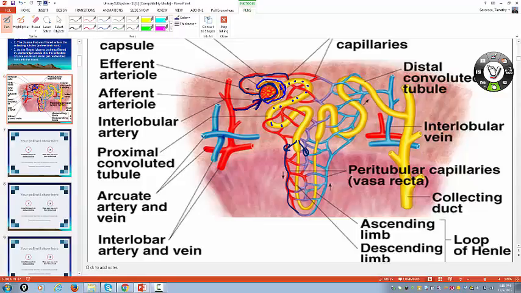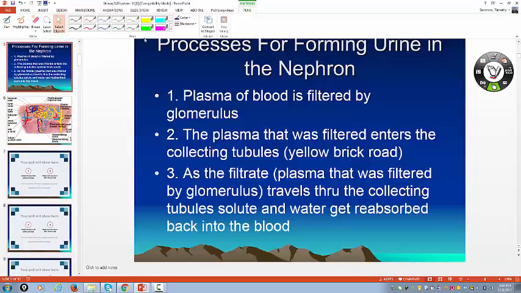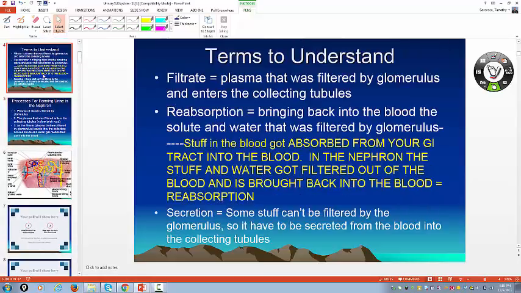Let's look at a couple of terms that you guys should be familiar with, before we look at the process of forming urine. Number one, filtrate. Filtrate is defined as the plasma that was filtered by the glomerulus and then enters the collecting tubules. So that's the stuff that enters the collecting tubules that got filtered by the glomerulus. You've taken everything out of the closet. That's the filtrate.